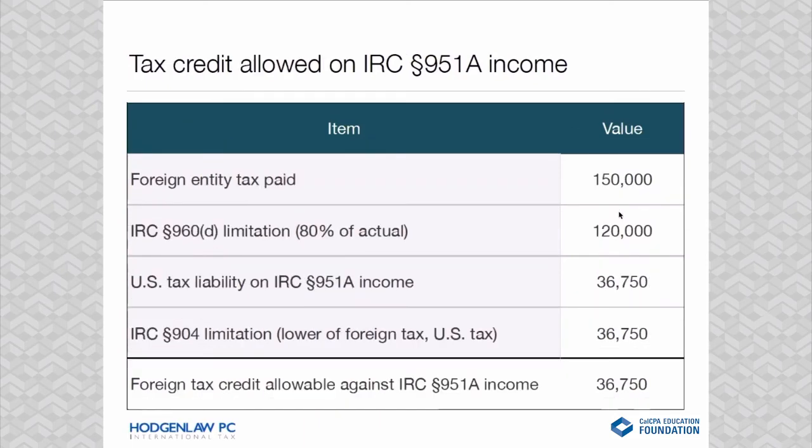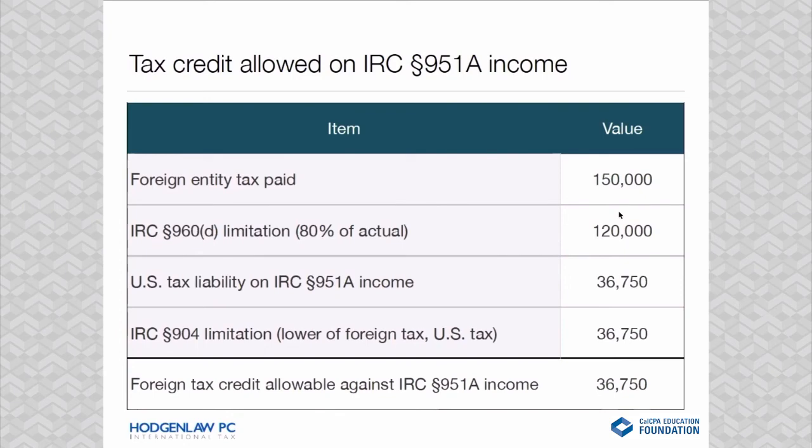Tax credit allowed, start at the top: total tax really, truly paid in real life, 150,000. Section 904 limitation, 80% of actual. We start with 120,000 pretend paid. We look at those next two lines.